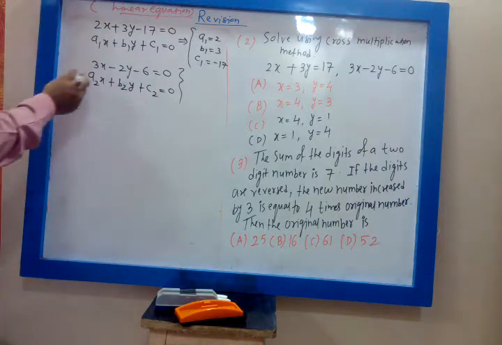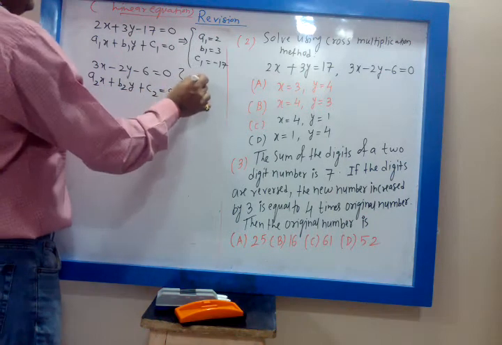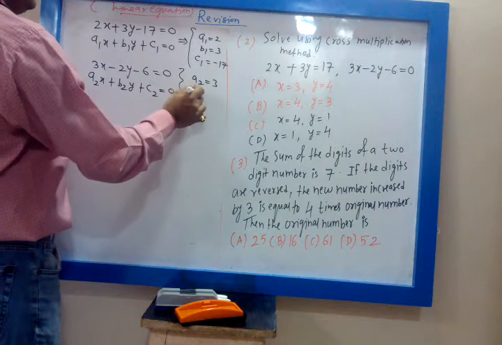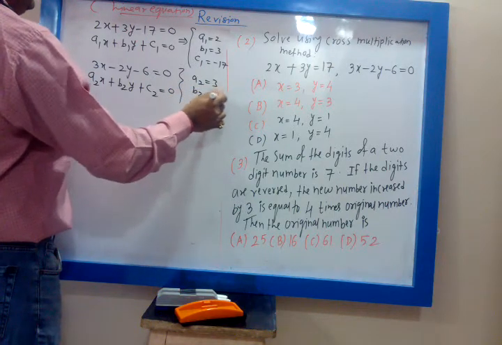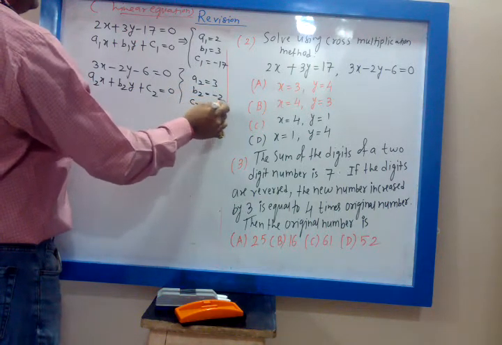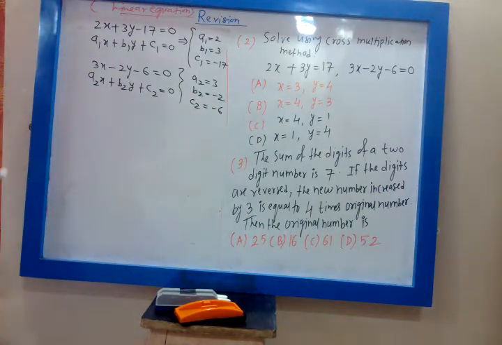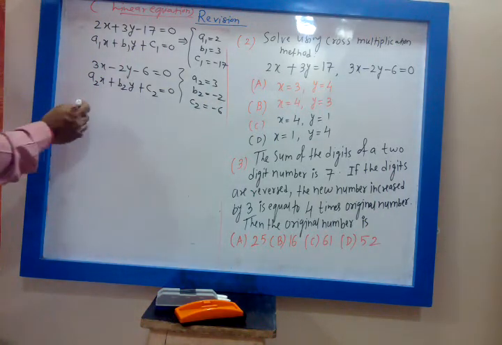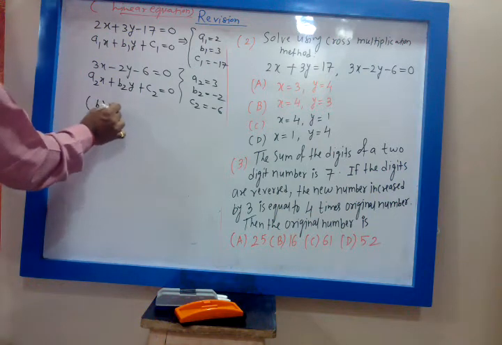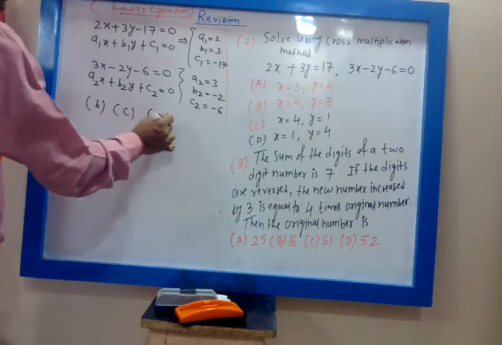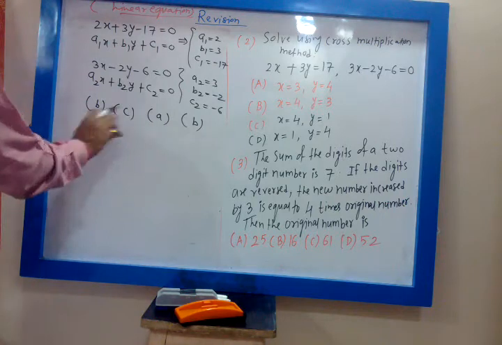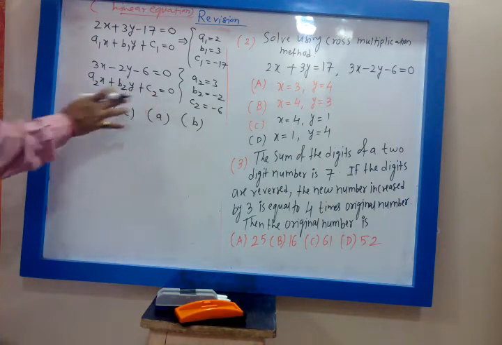So comparing coefficient of x, a2 is 3, b2 is minus 2, and c2 is minus 6. Then which order will you prefer? I have told you B, C, A, B.